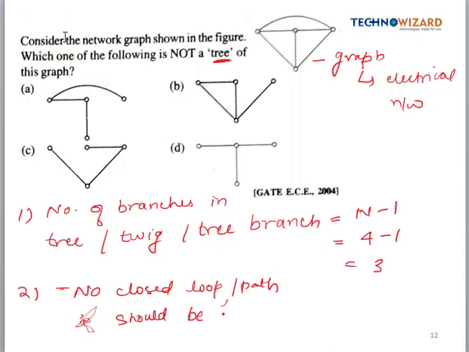Now see here, in option A we are considering three branches. This is first, this is second, and this is third branch, so this is right. But in option B, a closed loop is forming, so this option is wrong. It means this is not a tree, and the question is asking which is not a tree, so this option is correct. The other one is also correct because this is a tree. Here this is branch 1, 2 and 3, so I'm considering three branches and no closed loop is formed. This is also right, so option B is correct.